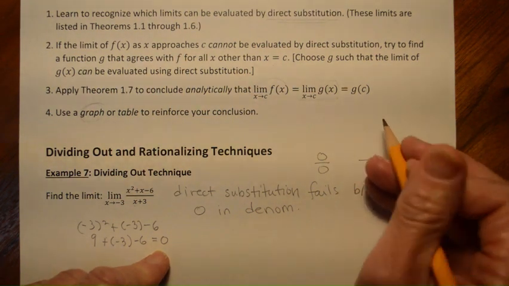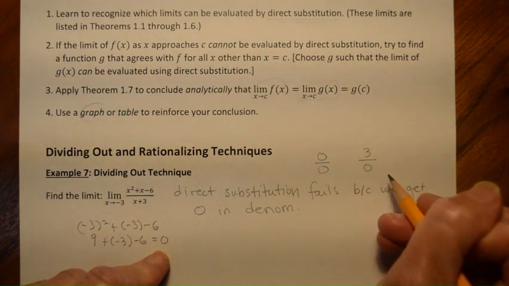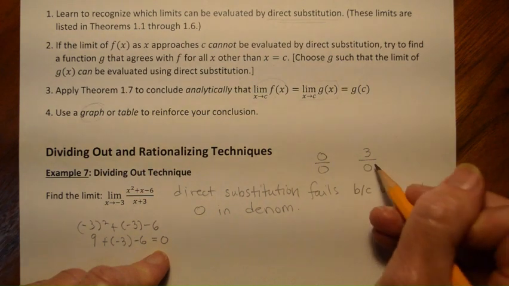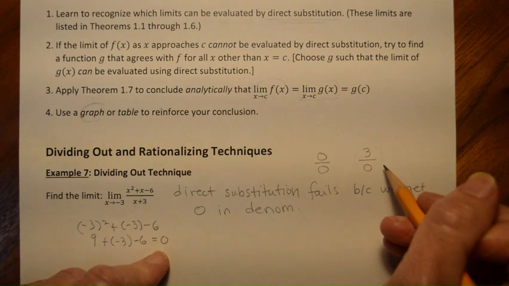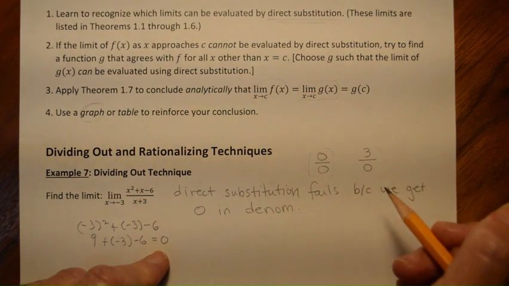There are other situations where I might have something like 3 over 0, and this is problematic. This is not fixable. We could not find a g that works, but in this case, we can find a g that works.